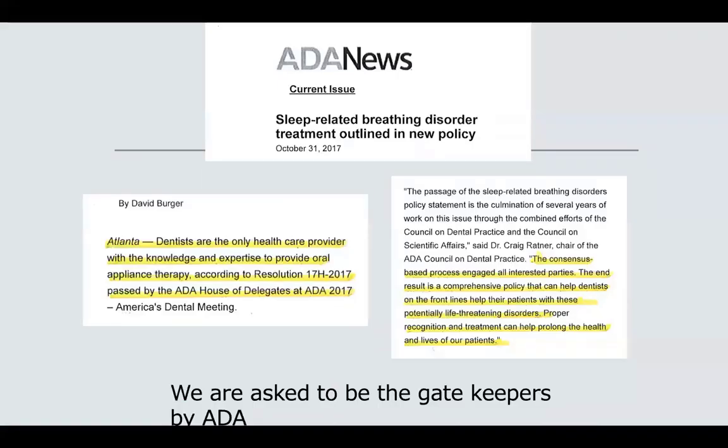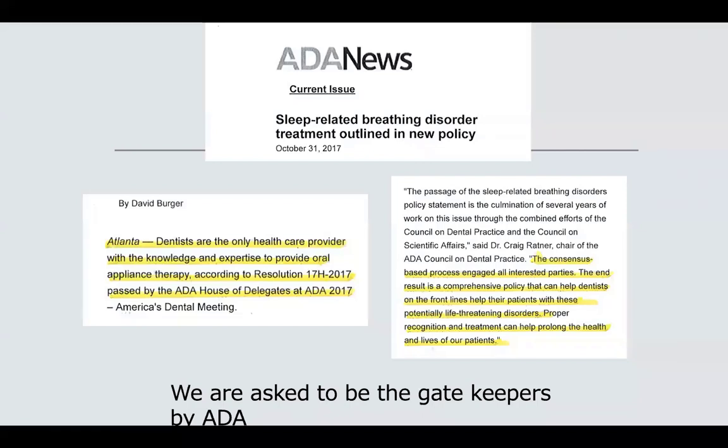What started all of this was about 2017, when a policy came out from the ADA saying, hey, guys, we need your help. We want you to be gatekeepers. There's this pandemic coming across the country. People aren't sleeping well. It's having an effect on their total health. And the physicians just don't have time to deal with this.